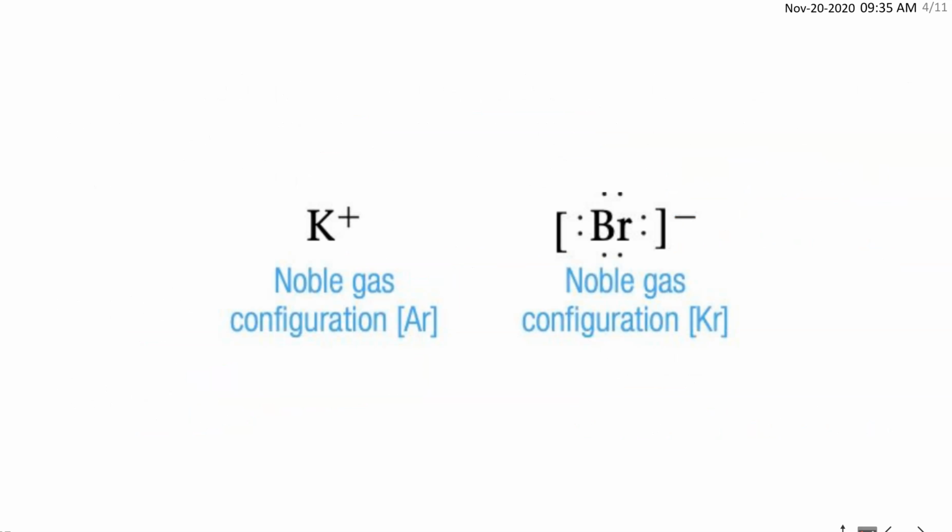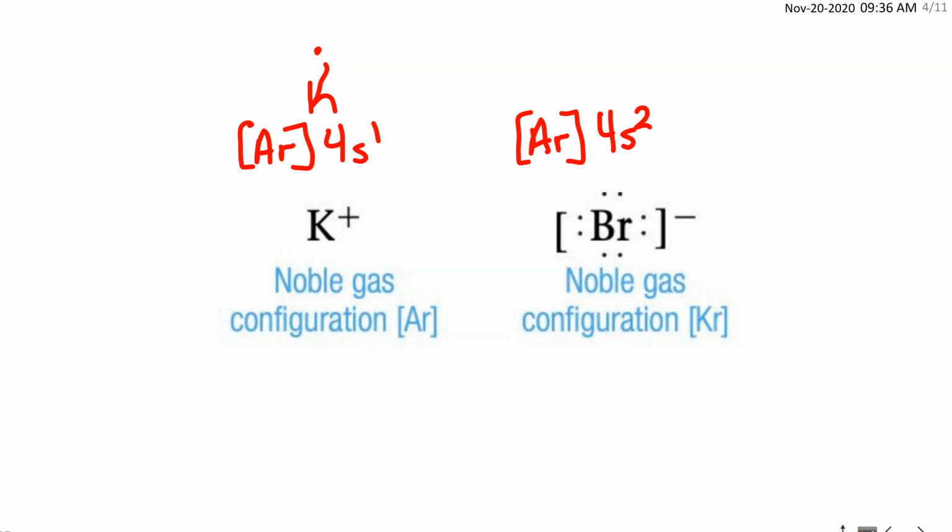Now, here are 2 special Lewis structures that lead into what we're going to talk about today. Potassium has the electron configuration argon 4s1, which means it should have 1 valence electron. Now, bromine over here has the shorthand configuration of argon 4s2, 3d10, 4p5.